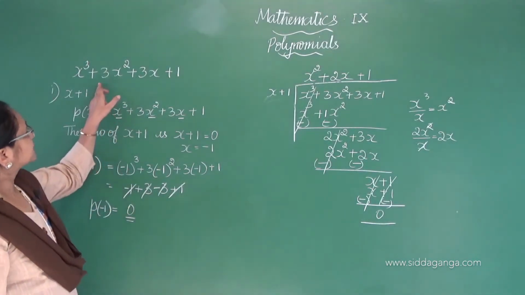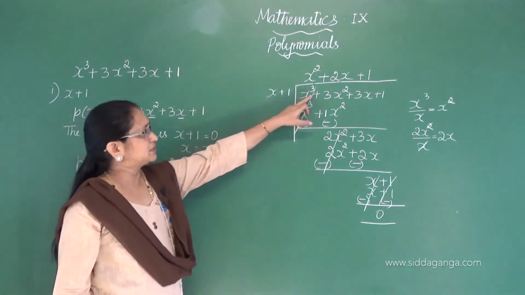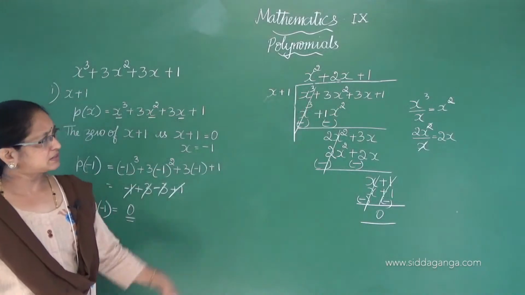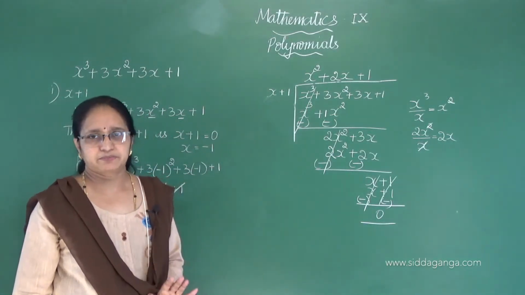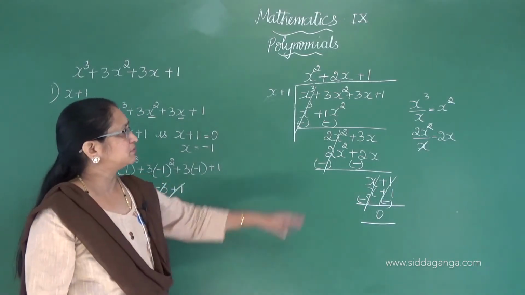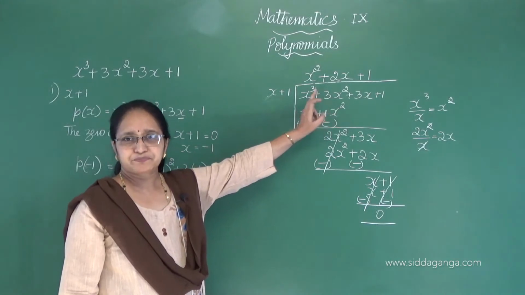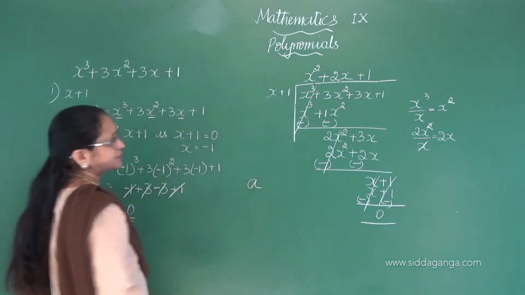See, once again I repeat the remainder theorem. The remainder theorem is nothing but: take a polynomial whose degree is greater than or equal to 1, meaning a linear polynomial, quadratic polynomial or cubic polynomial. So, this is the cubic polynomial. Now, a is a real number. A is a real number.